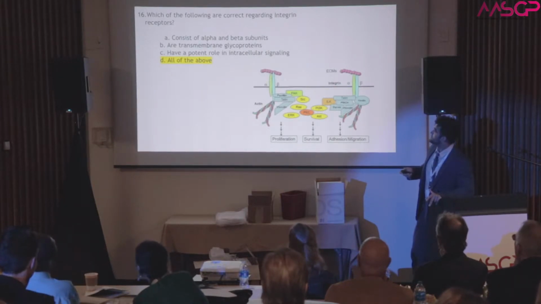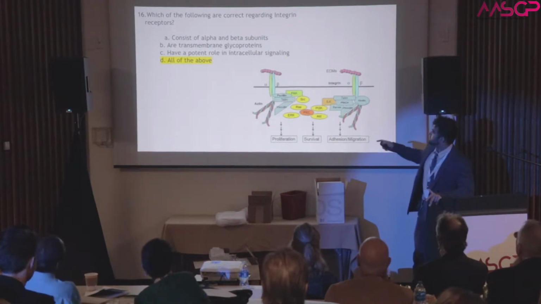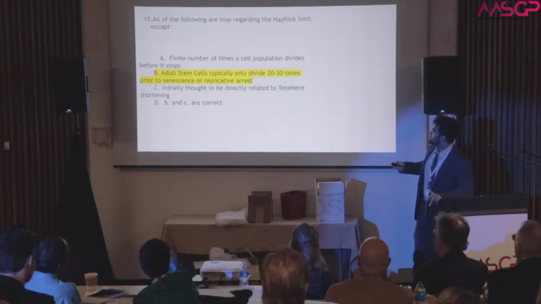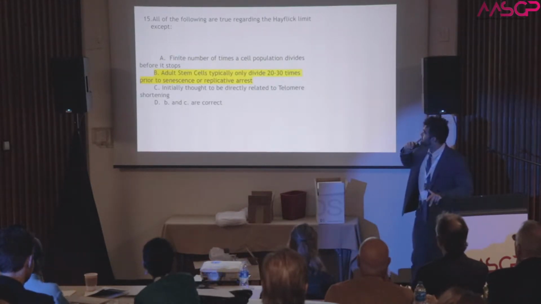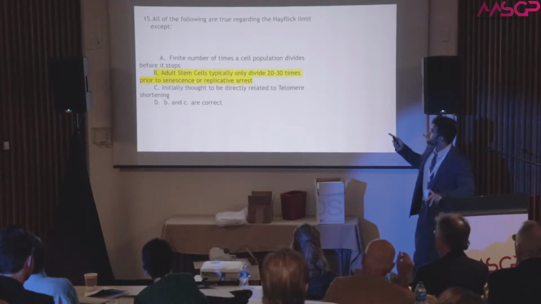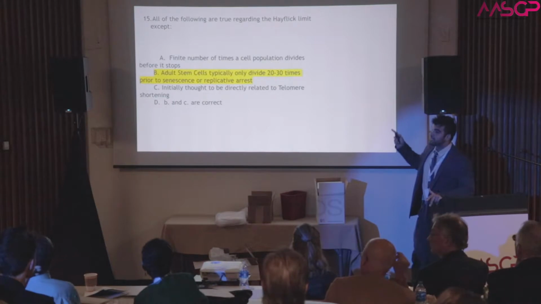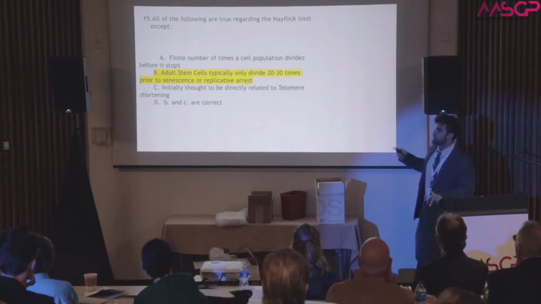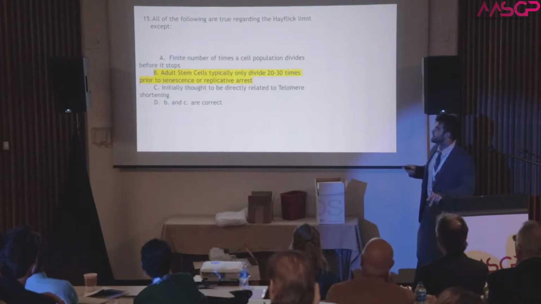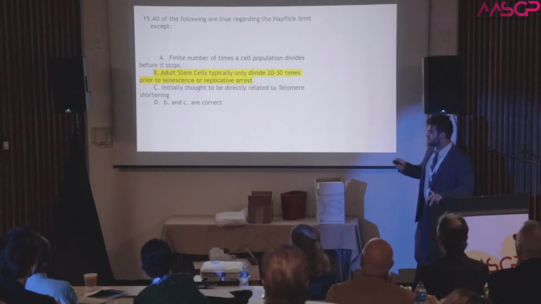Which of the following are correct regarding integrin? Can you go back to the slide before? It's except. Oh, except, okay. Yeah. Oh, I see. Okay. So they divide a finite number of times. I think the correct answer is 40 to 60 or 60 to 80, if I'm correct. Yeah, exactly right. So that's why B is the incorrect answer: 50 to 80. Forgive me.